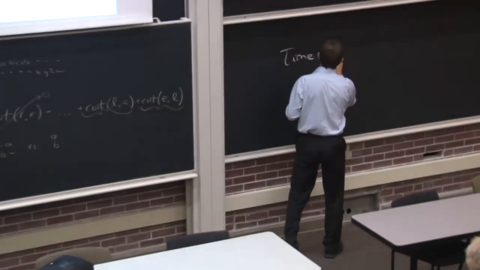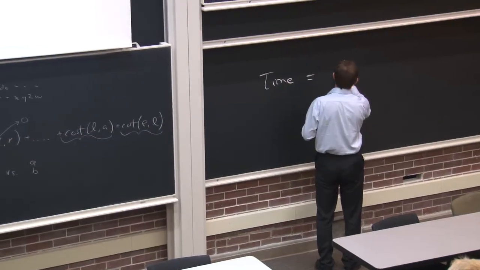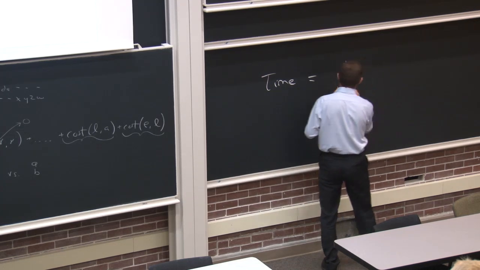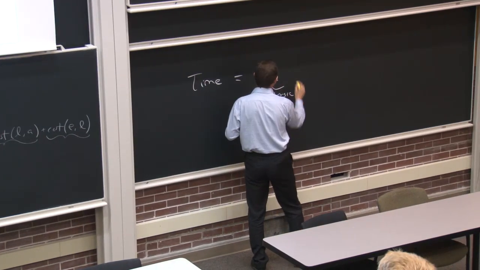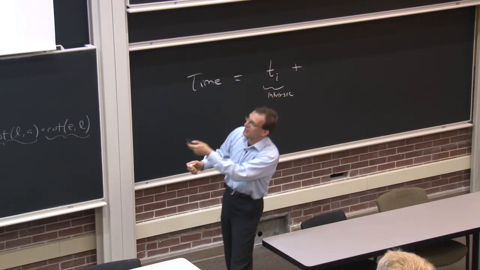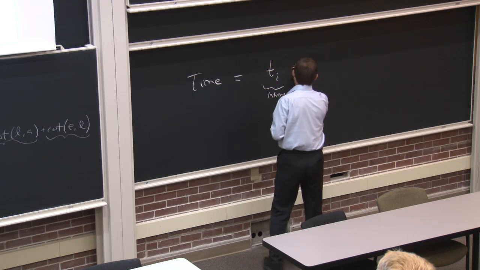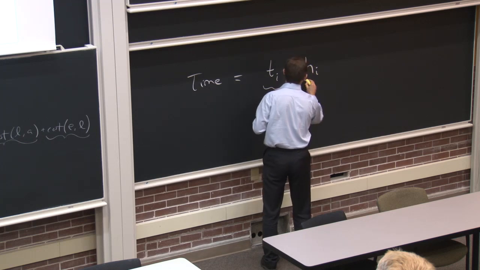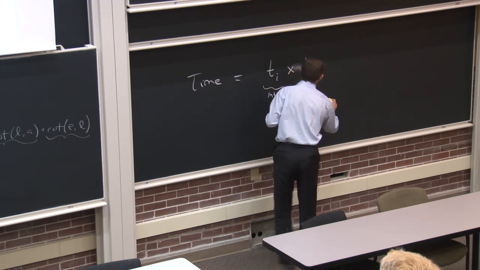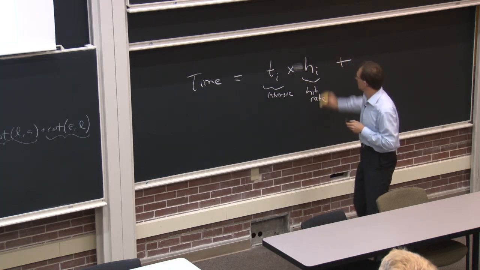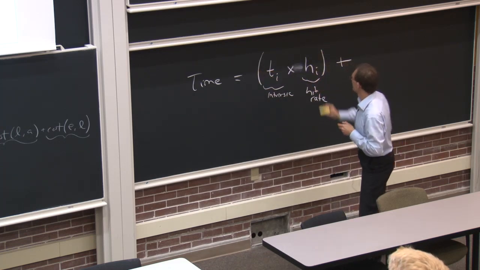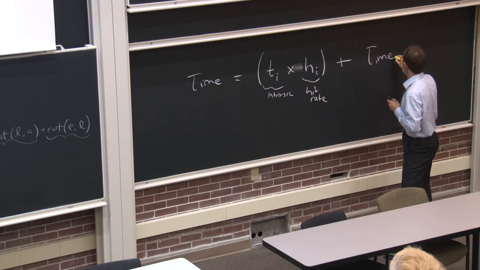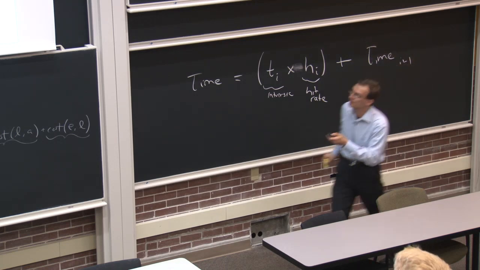Basically, this is the recursive equation. The time taken to access something is the time taken to access level i. This is the intrinsic latency. Plus the hit rate, because not all accesses are this way. Plus how often do you actually hit in this level. This is the hit rate. That's the access for this level. And you can write this as the time of the next level, i plus 1. I don't know if I did i plus 1 or i minus 1 over here.